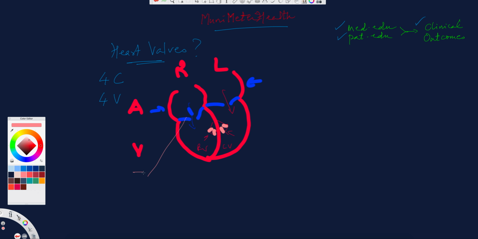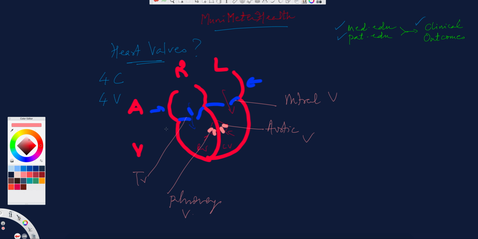So this one is called the tricuspid valve, being 3 leaflets. This one is called the mitral valve. This one is called the aortic valve right here, which is situated in the aorta, and this is the pulmonary valve, which is situated in the pulmonary artery. So pulmonary valve, aortic valve, mitral valve, and of course the tricuspid valve is right here.